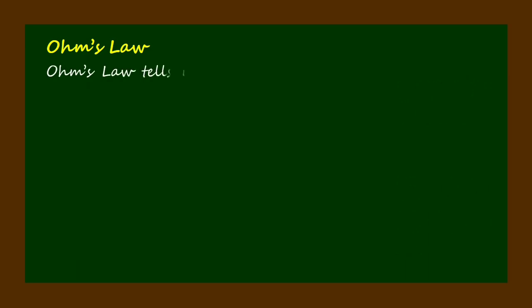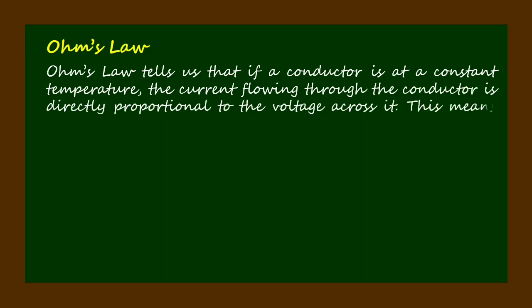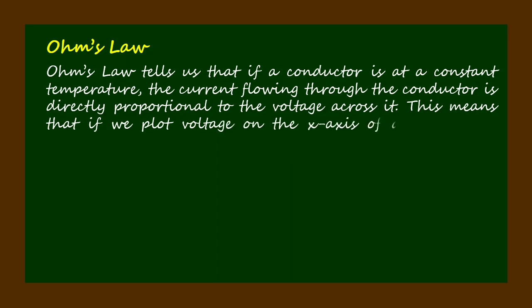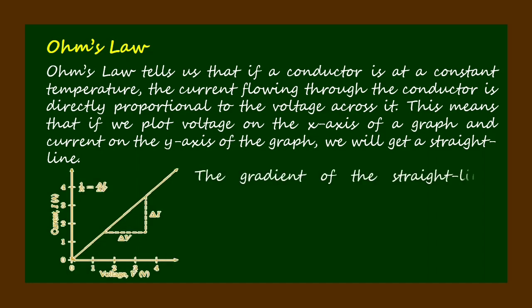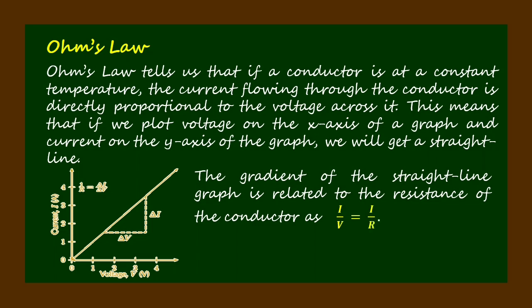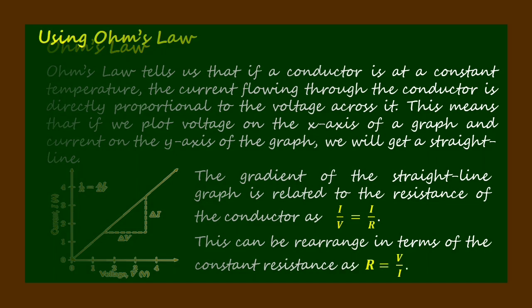Ohm's law tells us that, if a conductor is at a constant temperature, the current flowing through the conductor is directly proportional to the voltage across it. This means that, if we plot voltage on the x-axis of a graph and current on the y-axis of the graph, we will get a straight line. The gradient of the straight line graph is related to the resistance of the conductor as I over V equals 1 over R. This can be rearranged in terms of the constant resistance as R equals V over I.